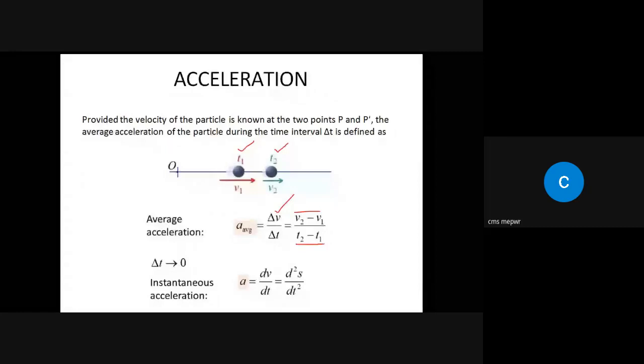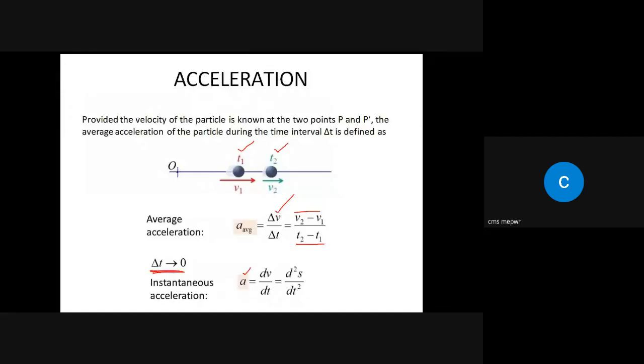Now, if you want to find the instantaneous acceleration, meaning the change in velocity during a very short interval of time when delta t approaches 0, in that case acceleration will not be considered as average. It will be simply represented by a, and that will be equal to dv by dt. And we also know that this can be further modified by putting v equal to ds by dt. So we get d square s by dt square.